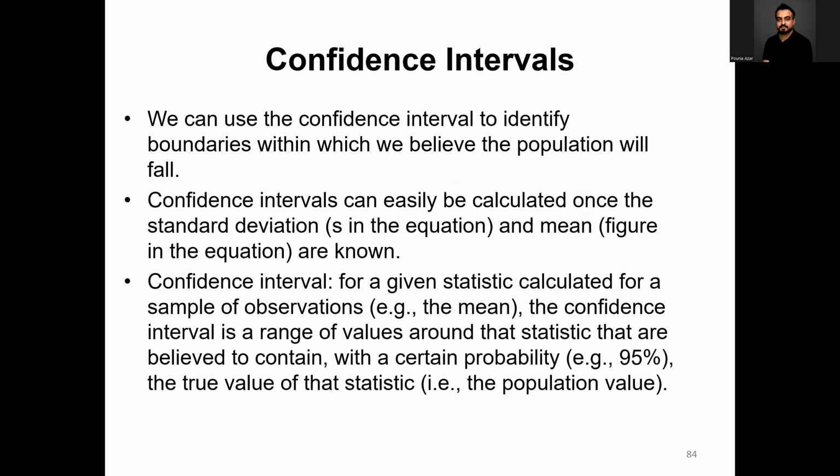For a given statistic calculated for a sample of observations, for example, the mean, the confidence interval is a range of values around the mean that are believed to contain, with a certain probability, most of the time 95%, the true value of that statistic.